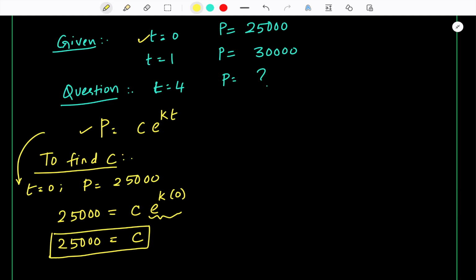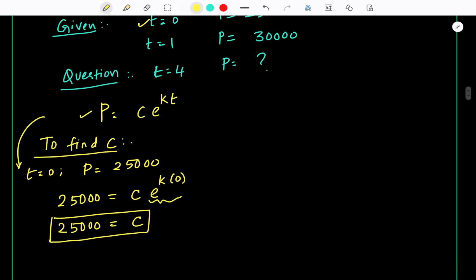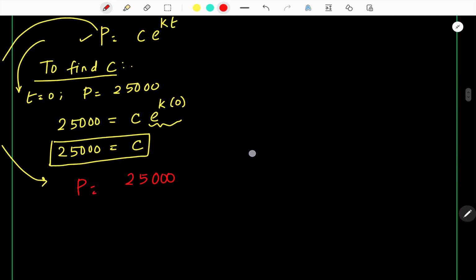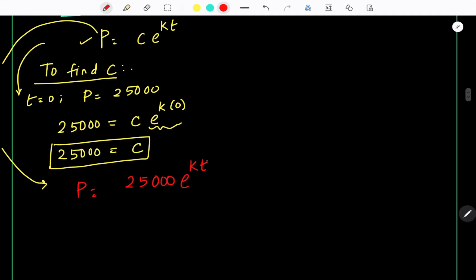Right? You can also put this in the calculator, but it's not necessary because e power 0 is 1. So finally, my equation takes the model. P equals, put the value of C, 25,000 e power kt. This is my equation.